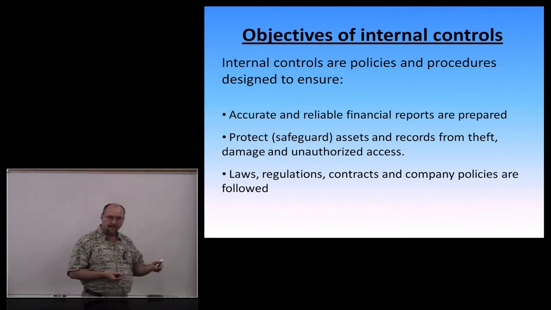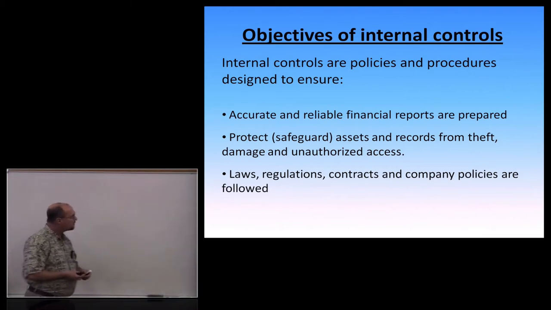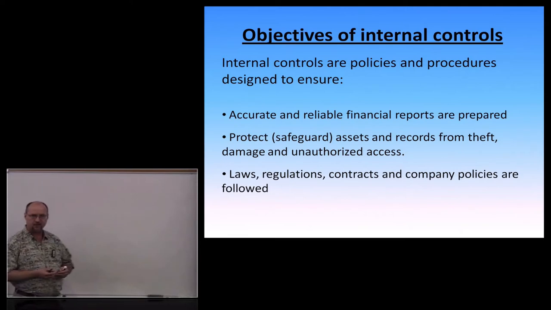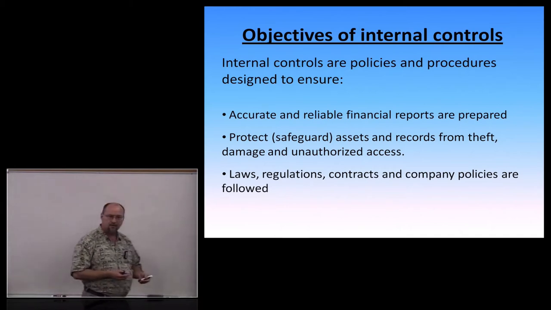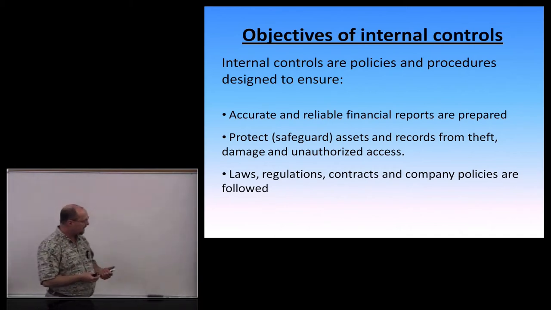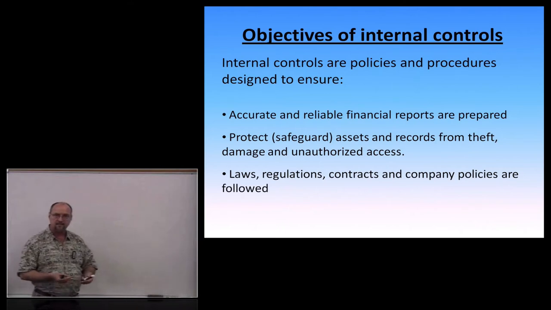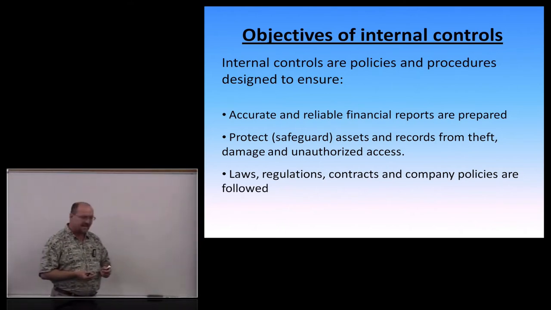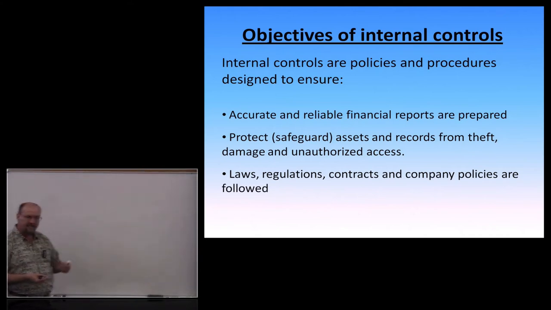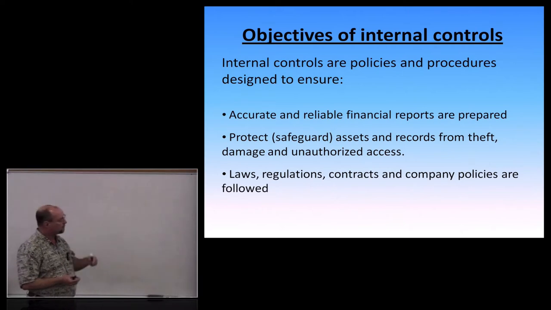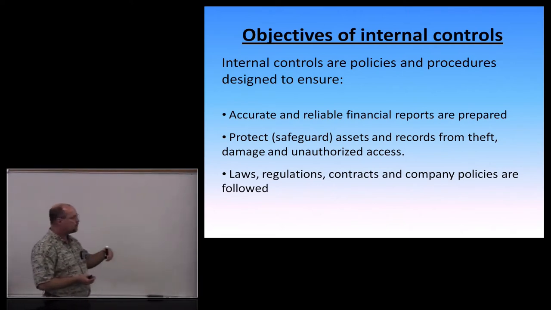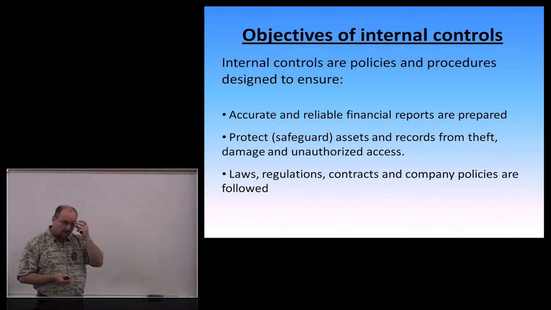Their goals or the objectives of internal controls are to make sure that they can produce accurate and reliable financial statements, to protect, and sometimes use the word safeguard, assets like inventory, machines, cash, etc., from theft, from damage, and in the case of your sensitive accounting records like payroll, research and development, that type of thing, from unauthorized access. And then we want to make sure that we're not breaking any laws or regulations or contractual obligations, and that the company's policies are being properly followed by the employees. So internal controls are policies and procedures that are designed to ensure that we achieve these three primary objectives.